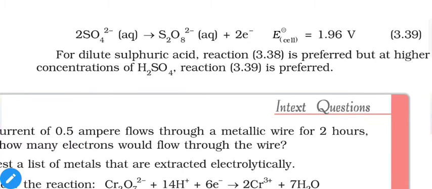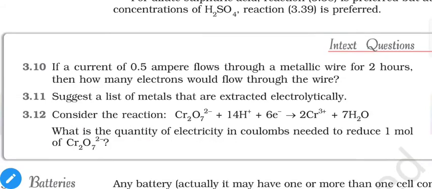So that means for dilute sulfuric acid, reaction 3.38 is preferred, but at higher concentration of H2SO4, reaction 3.39 is preferred. So it depends on concentration as well. Higher concentration and lower concentration give different types of product because of overpotential. Now here some questions are mentioned, so how can you calculate them? Let us discuss it and then try to solve it yourself.